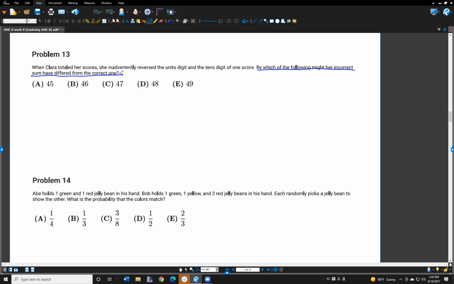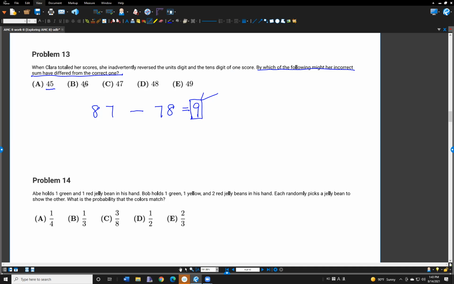So we have to find the incorrect one and the correct one. For example, if you have 87, but by accident you changed the digits to 78. How much different? 87 minus 78, how much? 9. That is one possible. But we don't have a 9 like this one, okay? You don't have this one. So you can choose another one.